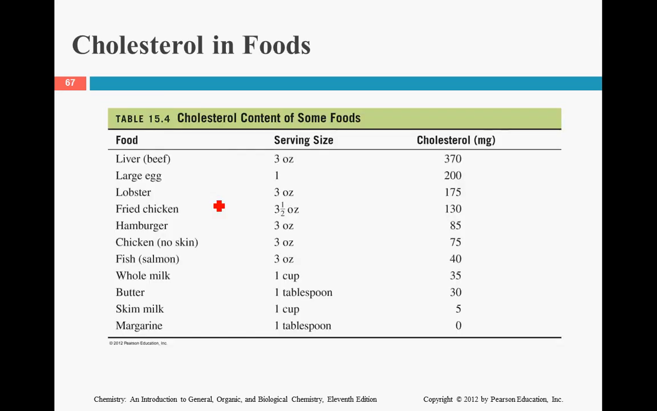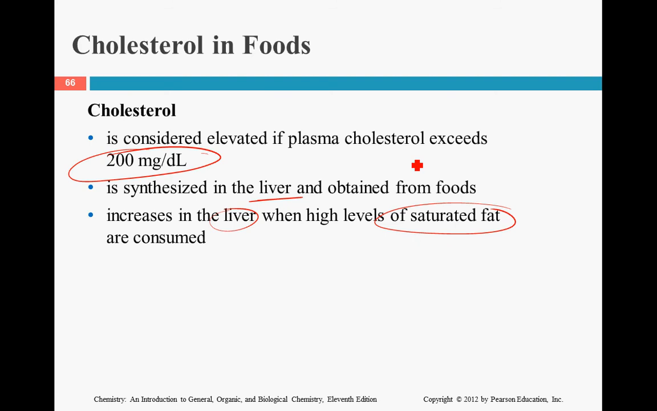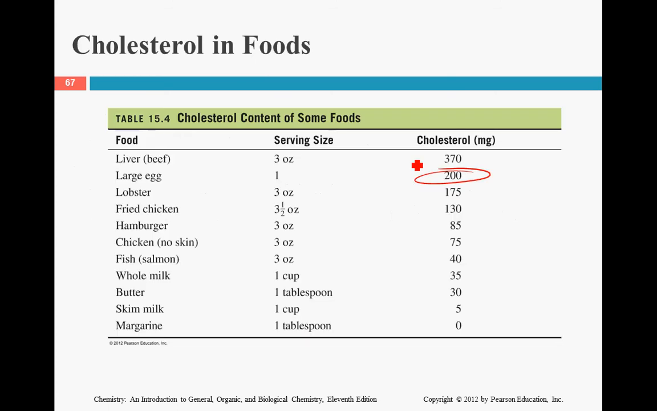To give you an example, a large egg is 200 milligrams. If you remember, 200 milligrams per deciliter is considered high. Now, keep in perspective that this 200 milligrams is going to be dispersed throughout the body. So it's not going to be 200 milligrams per deciliter, but it will raise it.